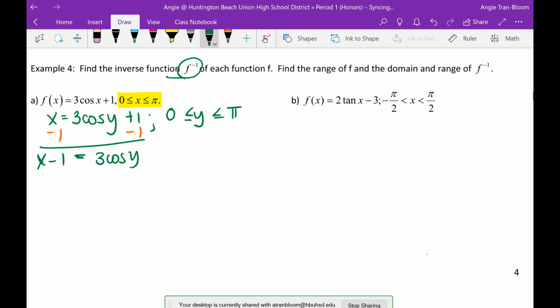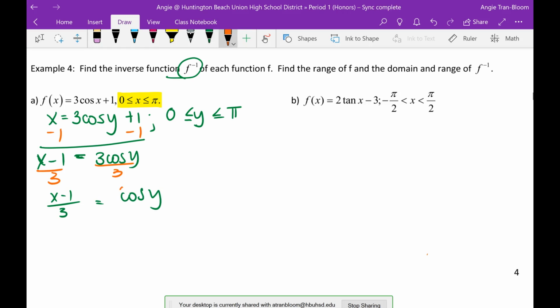Okay. x minus 1 equals 3 cosine of y. What's your next move? Divide by 3. Okay. So x minus 1 all over 3 equals cosine of y. How would you get rid of cosine here?